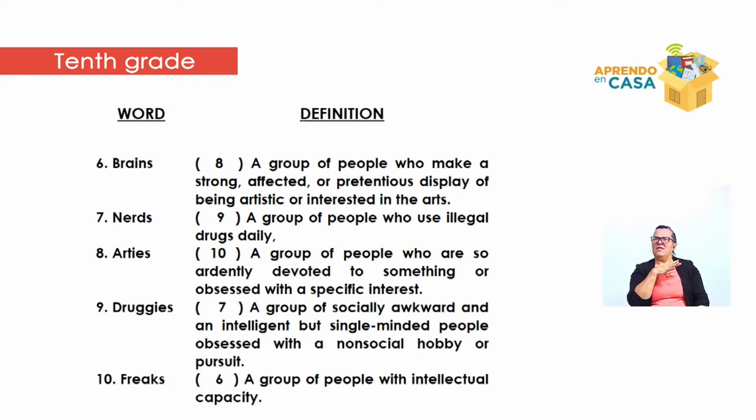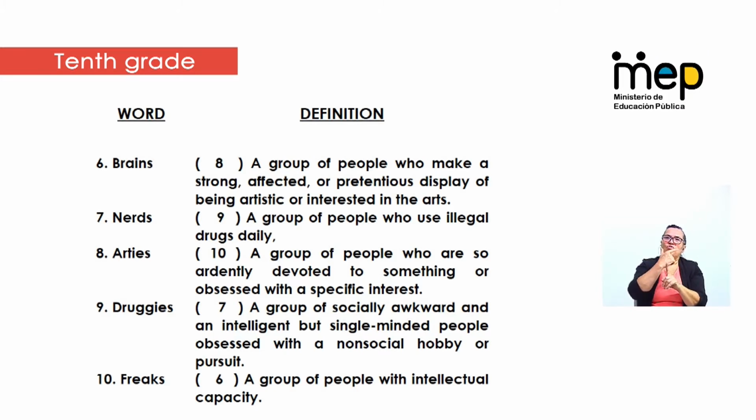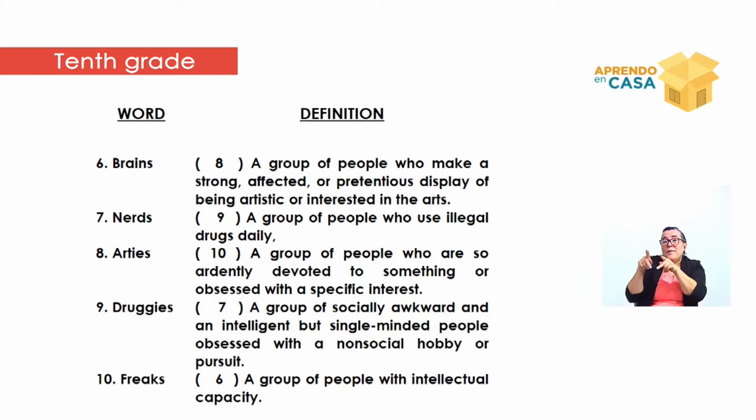The next, a group of socially awkward and unintelligent but single-minded people obsessed with a non-social hobby or pursuit. And it's regarding word number 7, nerds. And then we have the last one, which is a group of people with intellectual capacity, which is word number 6, the brains. Okay, very good job.